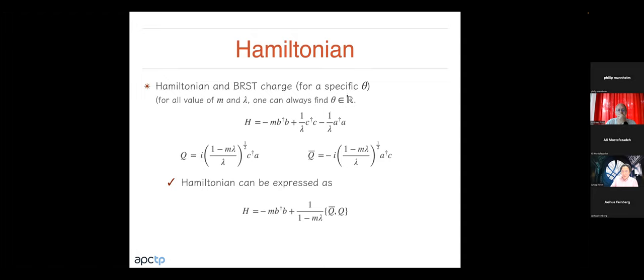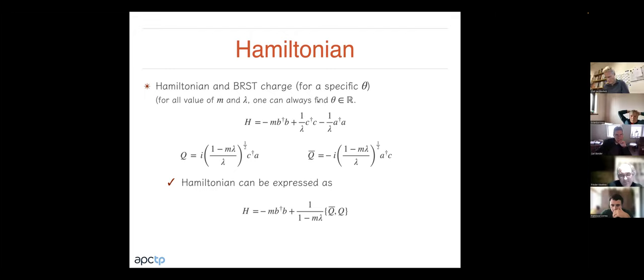The Hamiltonian for arbitrary theta is complicated, but as before, if I choose a specific variable theta, you can express the Hamiltonian in this simple form. And in this case, for all variables and lambda, you can always find the real theta. So there is no such problem as a complex energy, like the previous problem.